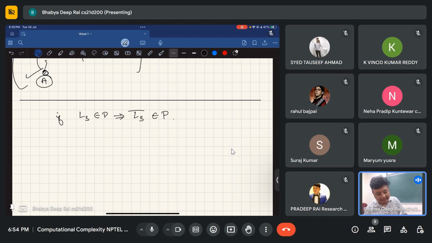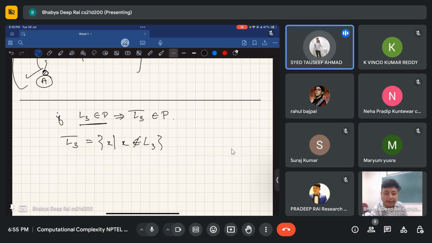I'll just give an additional hint: L3 bar is all the strings that do not belong to L3. And remember that L3 has a polynomial time deterministic Turing machine because it is in P. So can you tell how I can come up with a P algorithm? Is the statement correct? If L3 belongs to P, then L3 bar belongs to P.